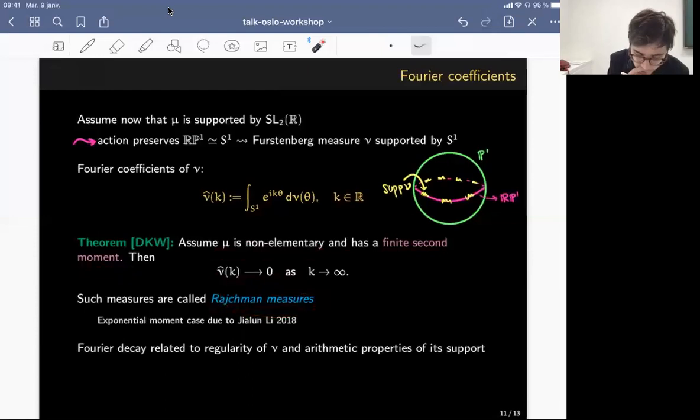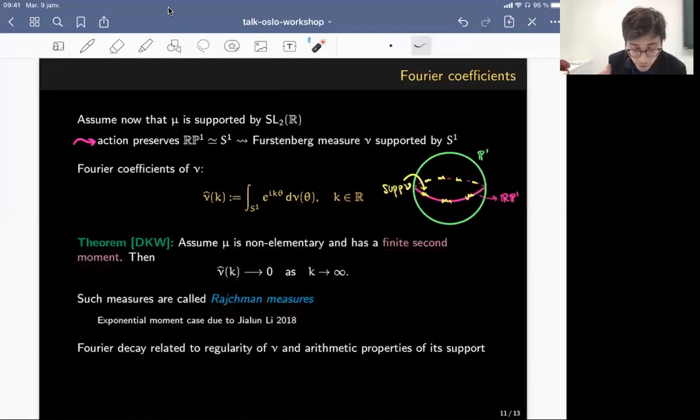Okay, so this is not new in the case where we have exponential moments. So our work is actually inspired by a paper of Jialun Li from 2018. So he proved the same results under the strong exponential moment case, and using our spectral analysis of the Markov operators, we were able to generalize to this finite second moment condition that we don't know yet if it's optimal or not.